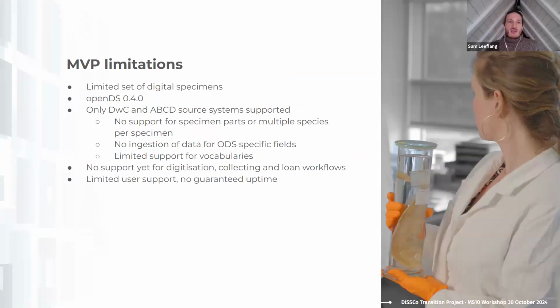Yeah, we also know that there are some limitations. So keep that in mind with the MVP, which has a limited set of digital specimens. So we won't start with all European digital specimen, with all European specimen data, but we will limit it to a certain set so that we can give it a try, get feedback, and improve upon it. We'll start with the OpenDS 0.4 version, which is the latest version where we included the public review comments that we received last month. And yeah, as I mentioned, we only include the DiSSCo core and ABCD systems.